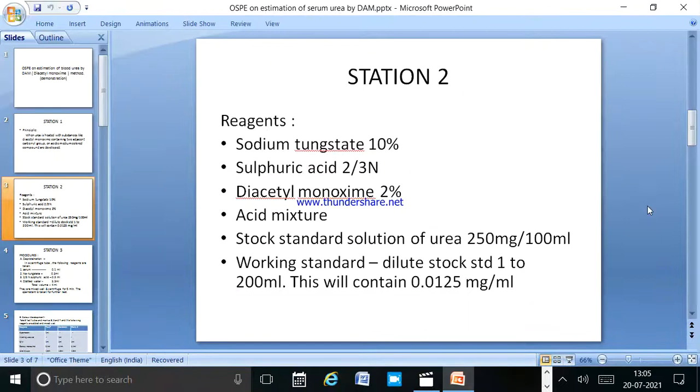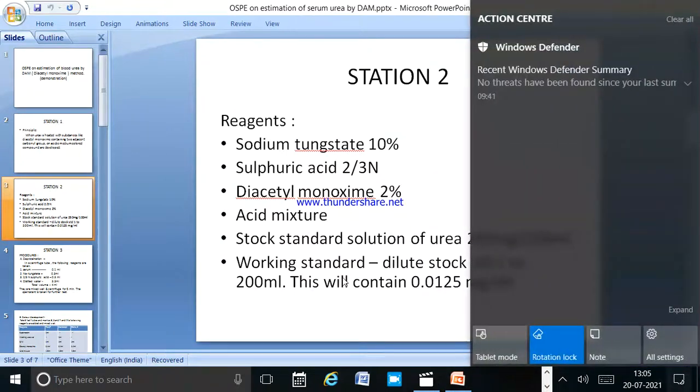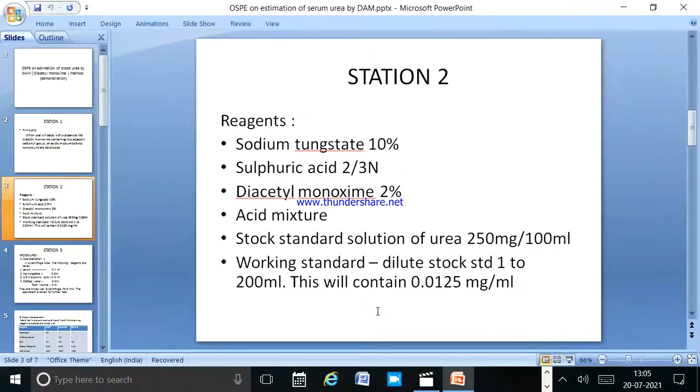Stock standard solution of urea has a composition of 250 mg dissolved in 100 ml, and the working standard solution is prepared by diluting 1 ml of the stock standard in 200 ml of distilled water. By the unitary method, 1 ml of the stock contains 2.5 mg, and when it is dissolved in 200 ml, 1 ml of this working standard solution will have 0.0125 mg of urea. You should keep in mind this is involved in the calculation.